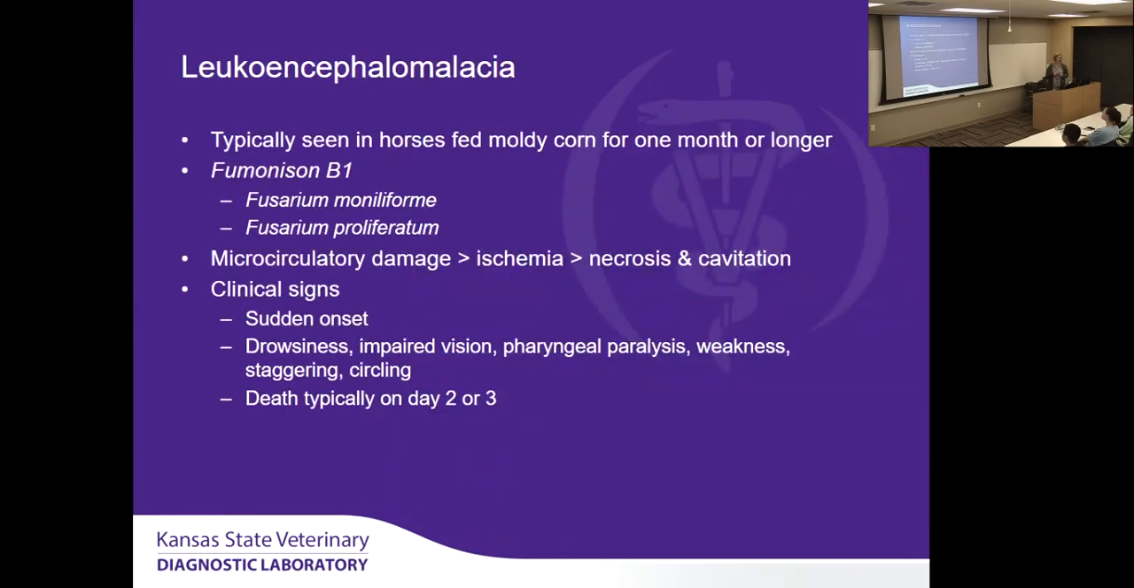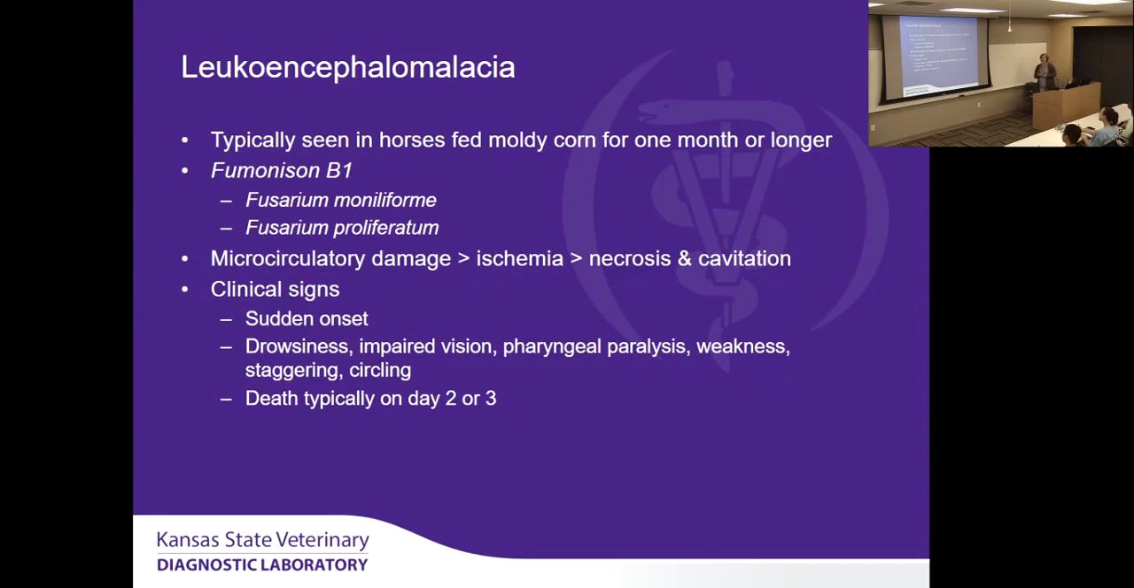So it's called Leukoencephalomalacia, which I know is a really big word, but if you break it down, it makes a lot of sense. So leuko is white, so it affects the white matter of the brain. So we have other diseases that affect the gray matter, which we call polioencephalomalacia. That's a disease in cattle. And then encephalo, meaning brain, and malacia meaning softening. So it's basically softening of the white matter of the brain, right?